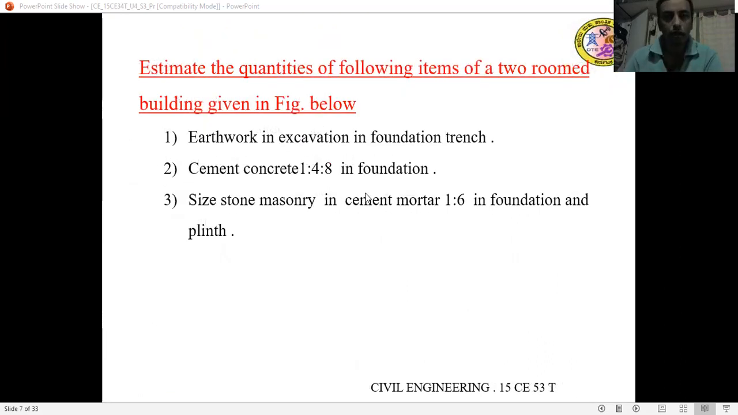Okay, in this class, we have to calculate the quantity of some of the different items of work of a two-room building as shown in the figure in the next slide. In this session, there are three types of item of work. First one is earthwork in excavation in foundation trench. Second one is cement concrete 1:4:8 in foundation. Third one is sandstone masonry in cement mortar 1:6 in foundation and plinth.